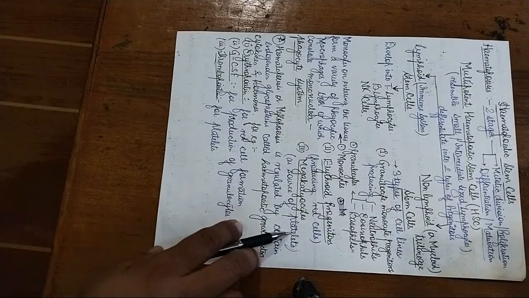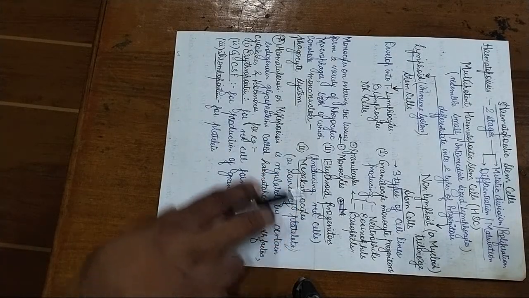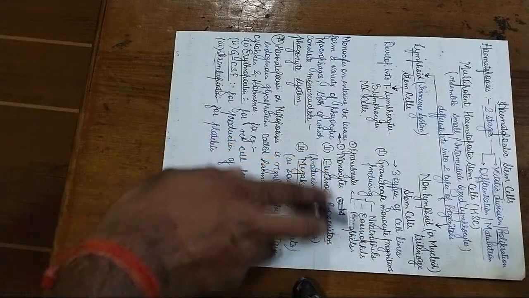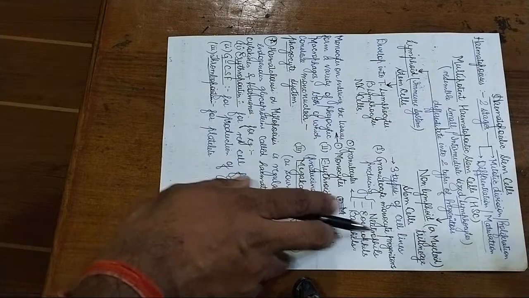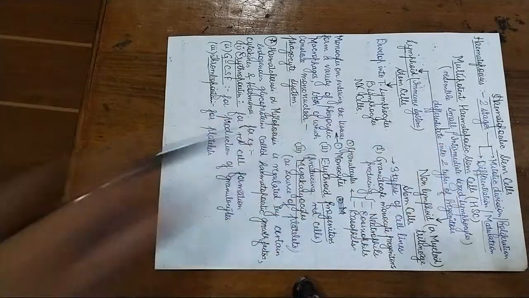megakaryocytes. Megakaryocytes will form the platelets, the erythroid progenitors will form the red cells, and the granulocyte monocyte progenitors will give rise to the granulocytes, that is the basophils, eosinophils and neutrophils, plus the monocytes. So students and viewers, this was a very short discussion about the hematopoietic stem cells.